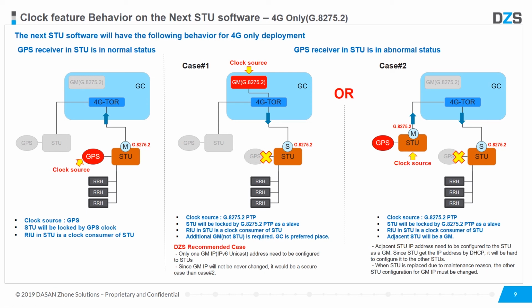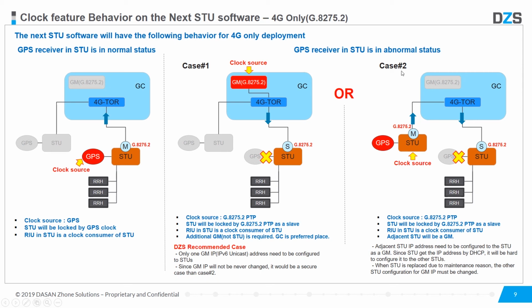It has not been decided how to work with the above. However, we recommend case number 1. Case number 1 is recommended because only one Grandmaster IP address needs to be configured in the STU, and the Grandmaster IP is never changed, so it can be used more safely than case number 2.